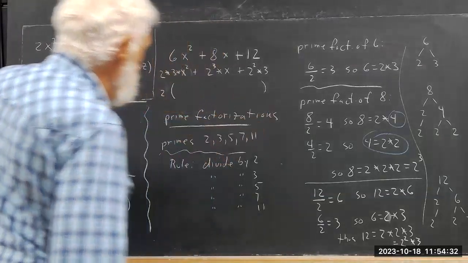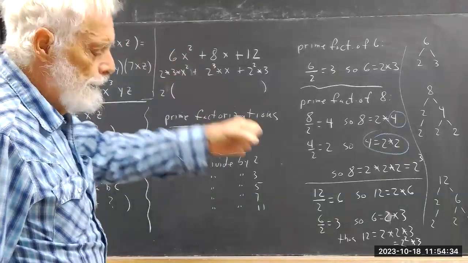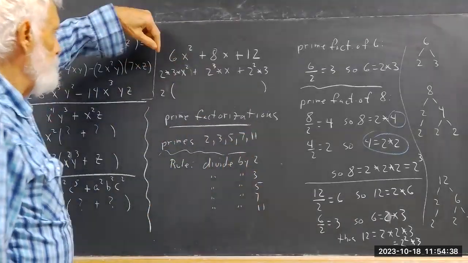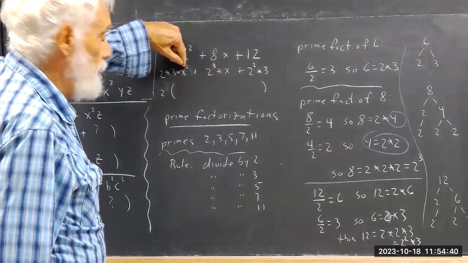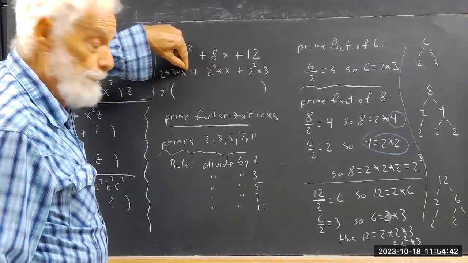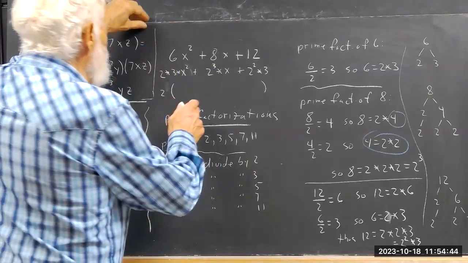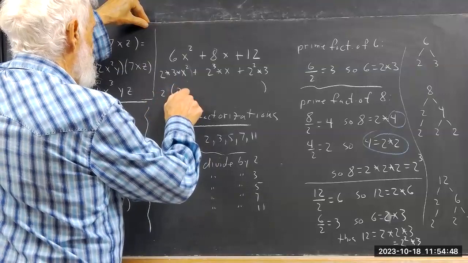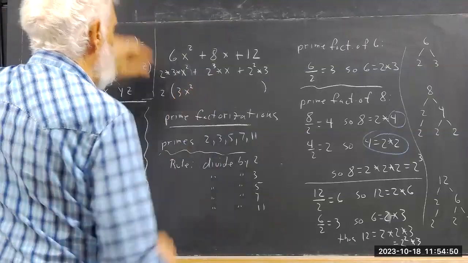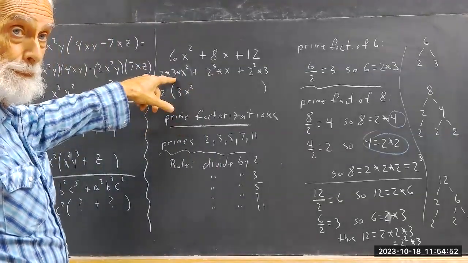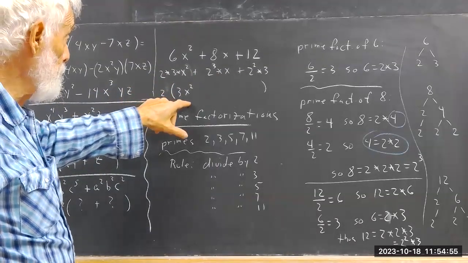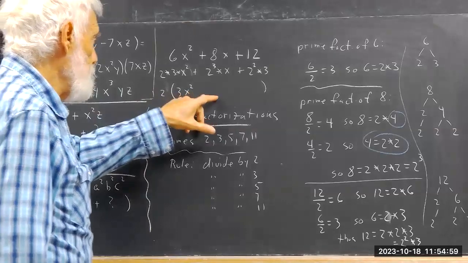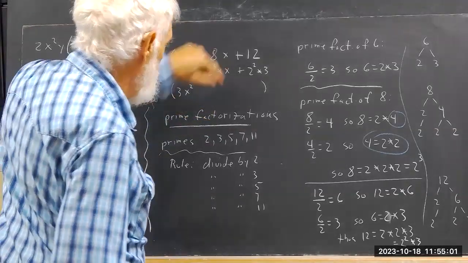Might be a little confusing because the numbers look different than symbols, but what we need is 2 times 3 times x squared, okay? Now, if we multiply 2 times 3x squared, don't we get this? This is 2 times 3 times x squared. This is what we need. So what would we multiply 2 by to get 2 cubed times x?